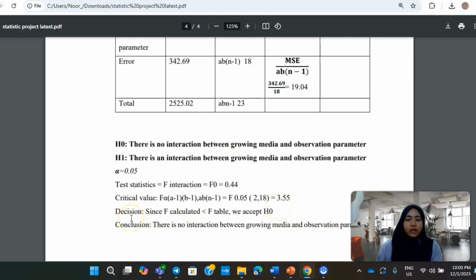So in this case study, the decision is that since F calculated, 0.44, is less than F table, 3.55, we accept H0. This concludes there is no interaction between growing media and observation parameter.